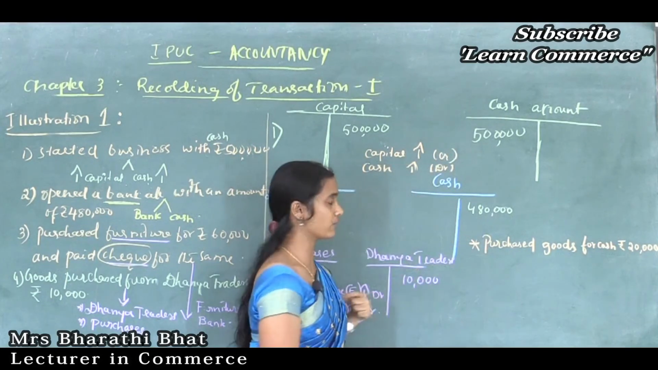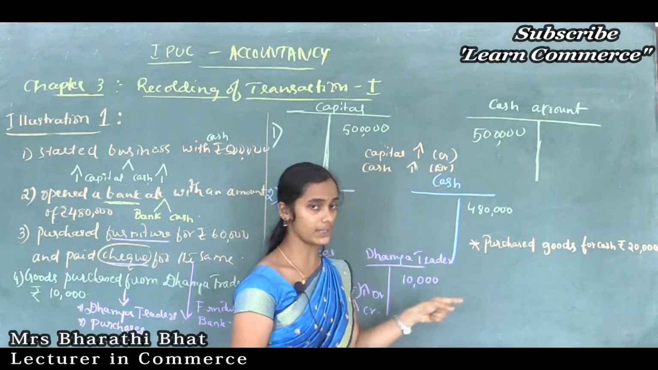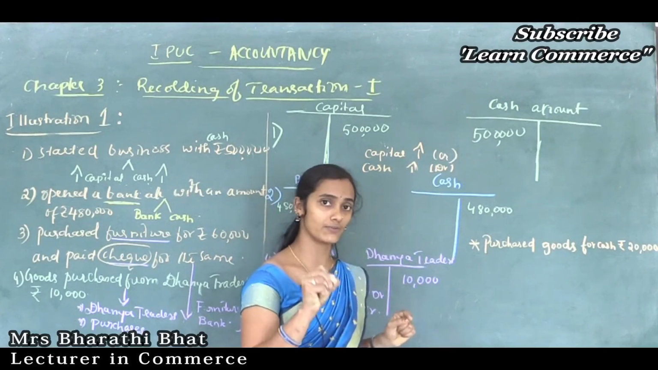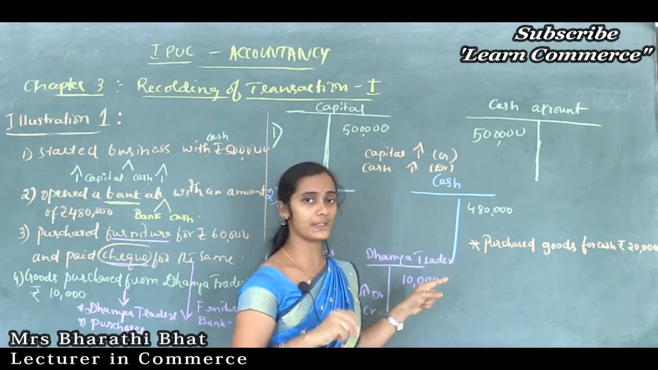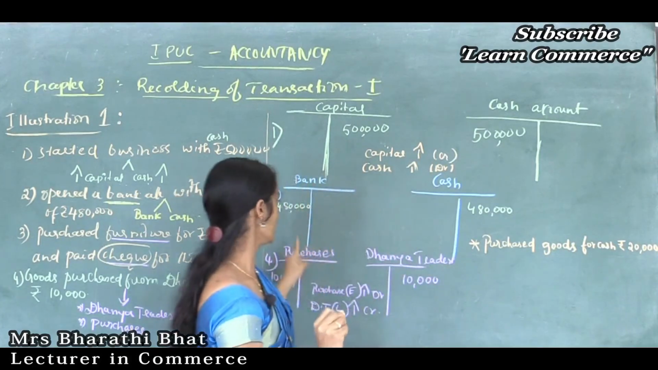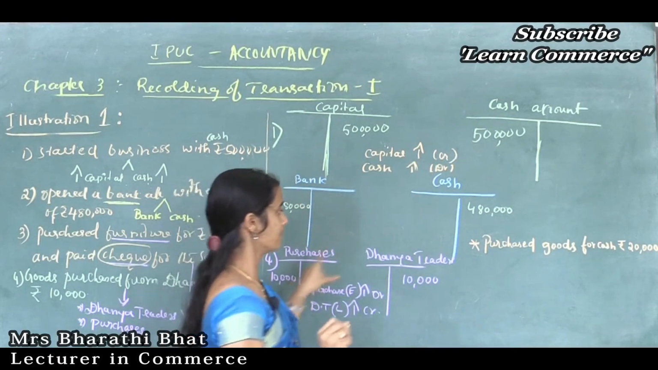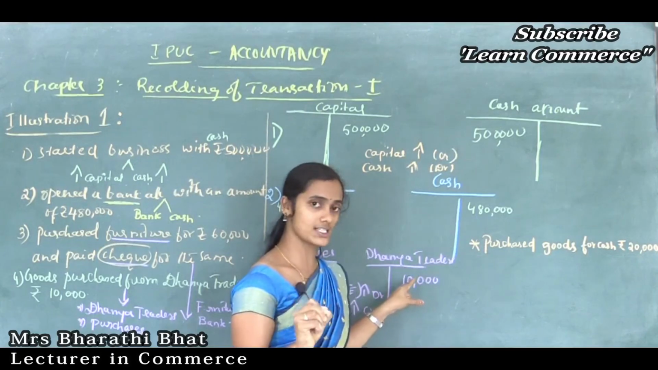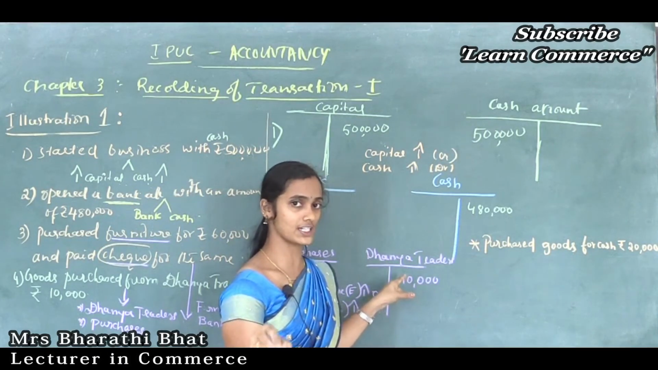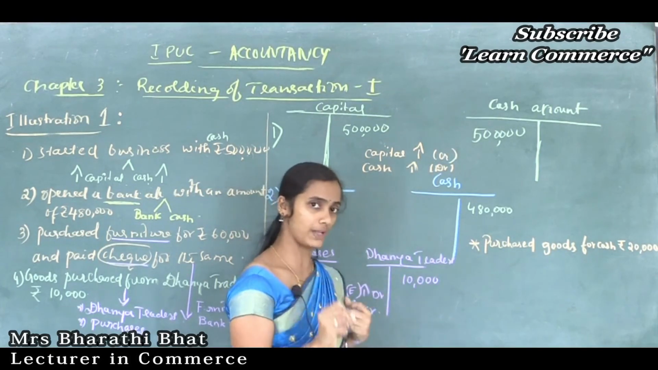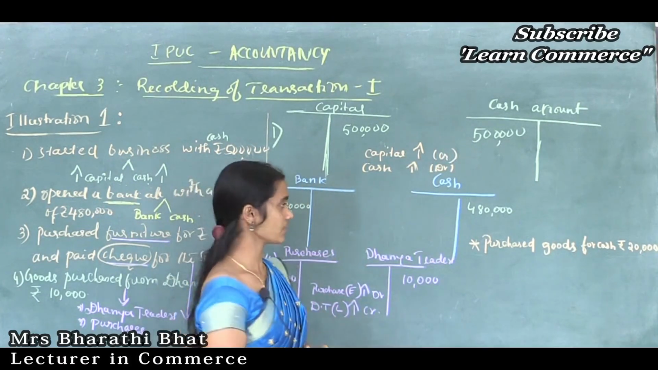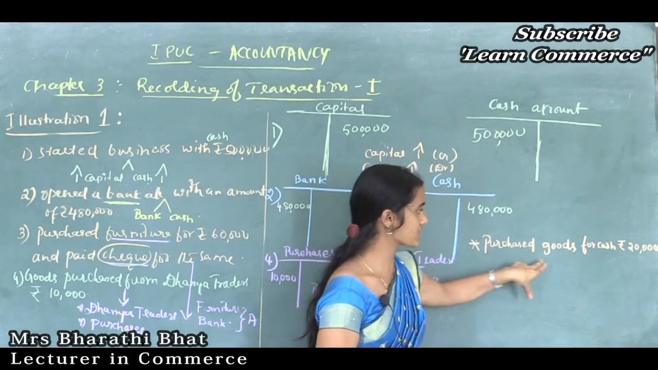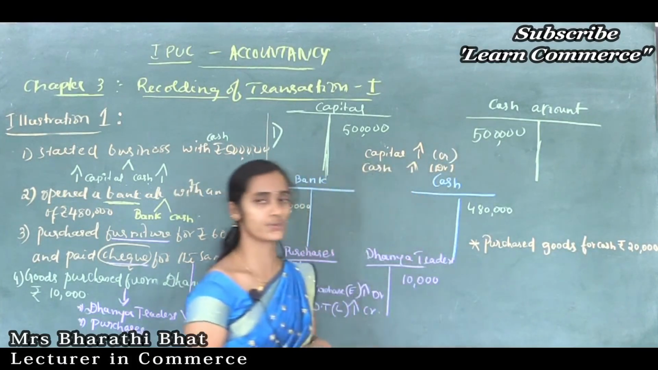Firstly, you should identify the two accounts affected, and after that you should identify the increase or decrease. Say for example, increase in expense, what should you do? Increases in expenses is to be debited. Increases or decreases in cash, or increases in asset, what should you do? Just apply the rule and do like this. So the transaction is: purchased goods for cash for rupees 20,000.